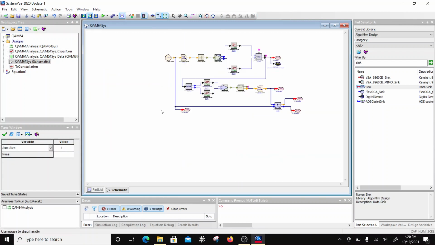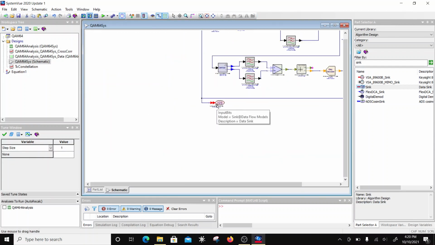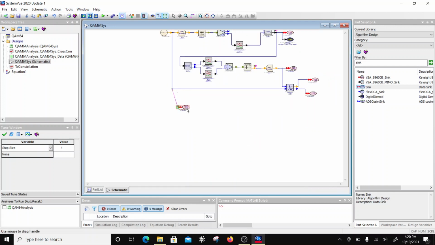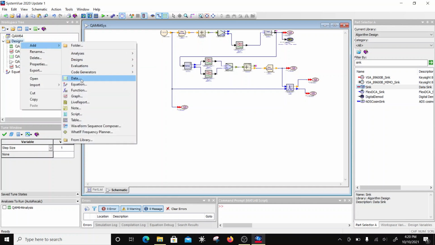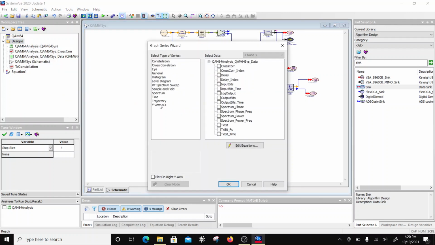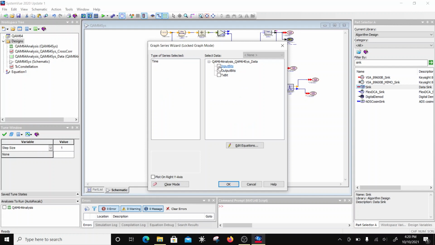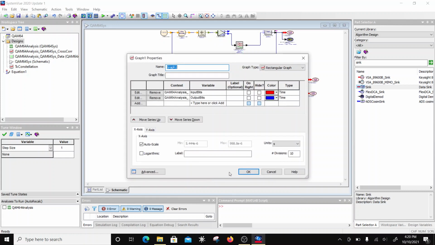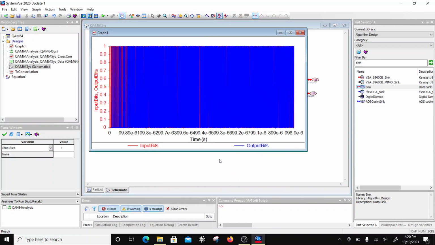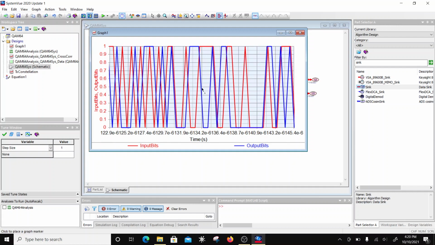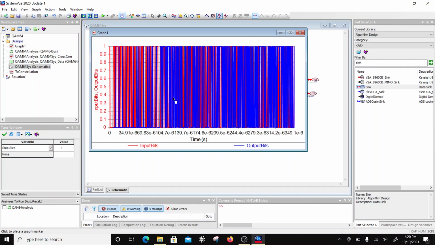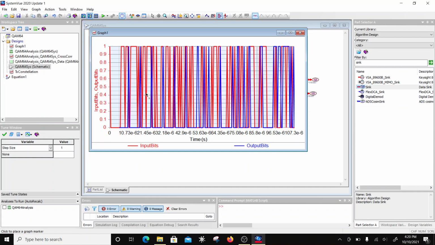Okay, so here I am going to insert some delay to look at it, right? Where would I do this? Okay, here I will insert a delay. So let's plot the input and output bits first. So I'm going to go ahead and add a graph, and here time, and I'll plot input bits versus output bits, and I'll just look at it and I'll just zoom in. Of course, you know, they don't match, right? They don't match, and I need to insert a delay.